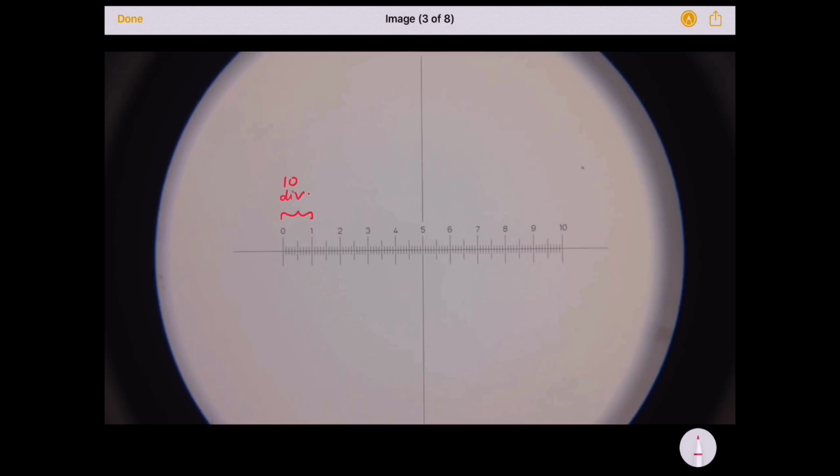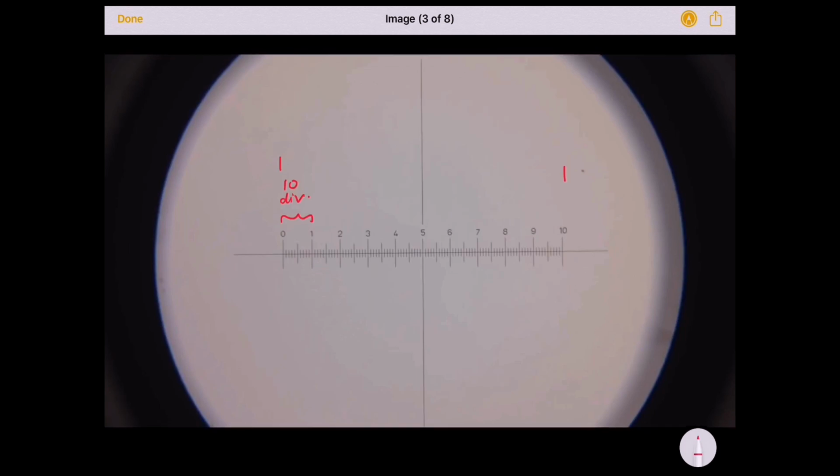So in total, your whole eyepiece graticule is actually consisting of 100 divisions. So consider every small division as one division. Then, once I identify the number of divisions, usually you will put your slide with the specimen under the light microscope on the stage.